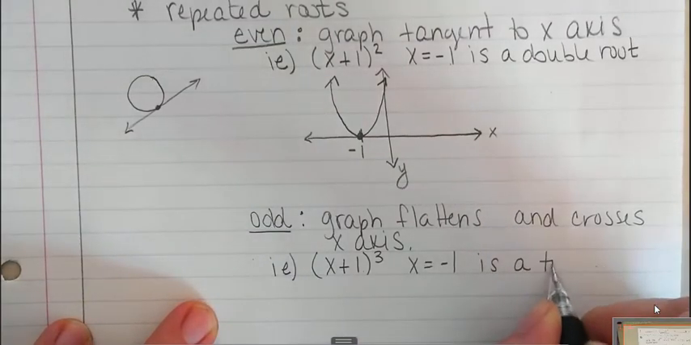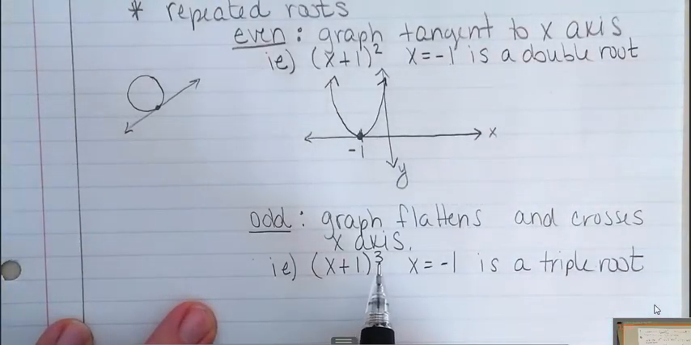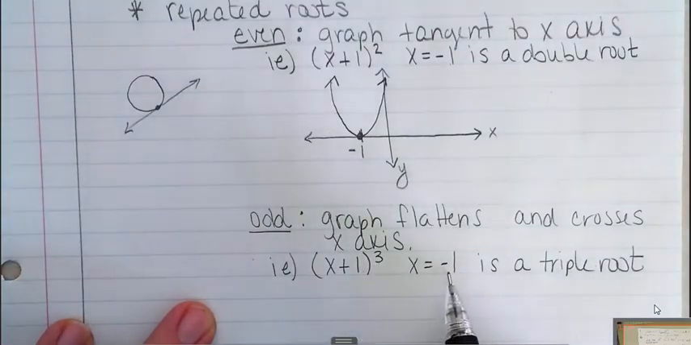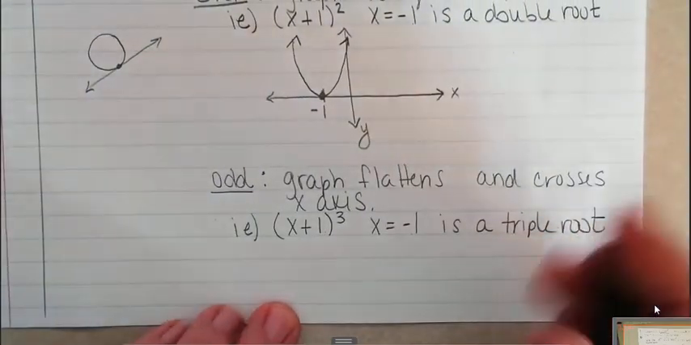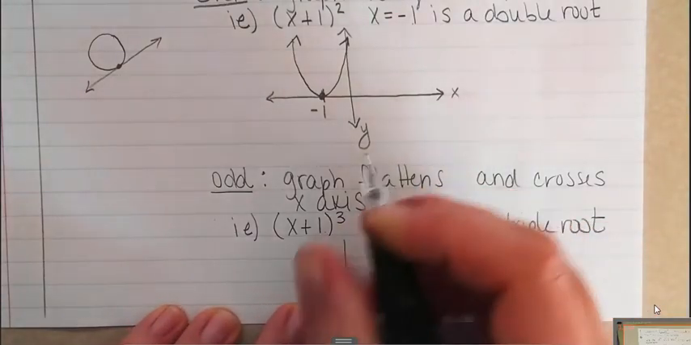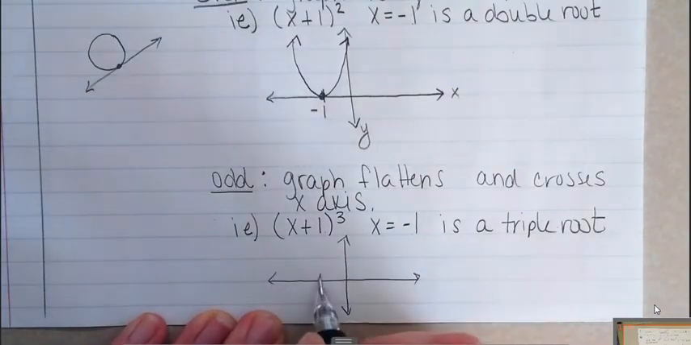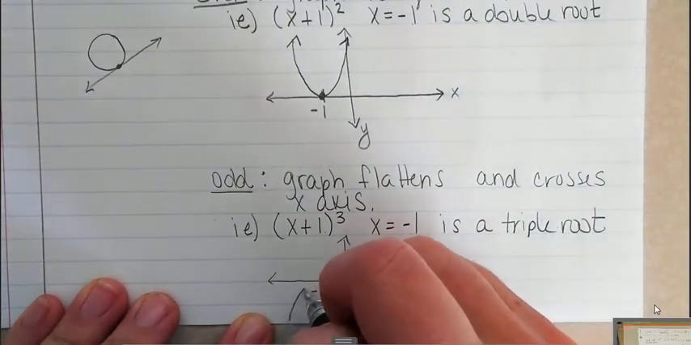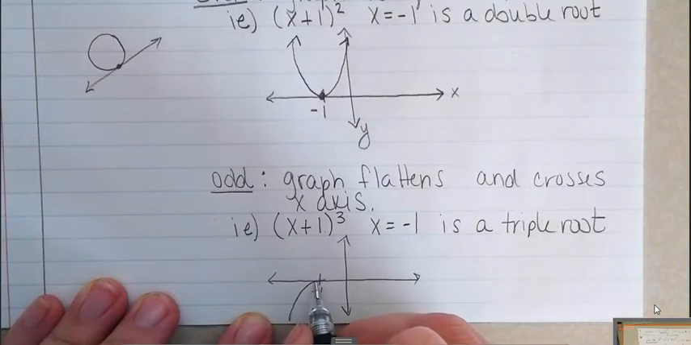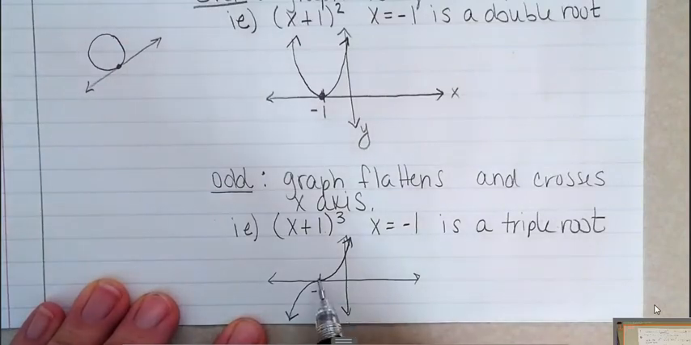And I'm going to call this one a triple root, right? Because it's cubed. And so because it's cubed, I know that we're going to approach the x-axis. We're going to then flatten out and cross the x-axis. Okay, so once again, this graph here is going to go through the point (-1, 0). But this time, and I'm going to try my best, it's going to come up, it's going to flatten out, touching x equals negative 1, and then continue up. Okay, so we call that a triple root.